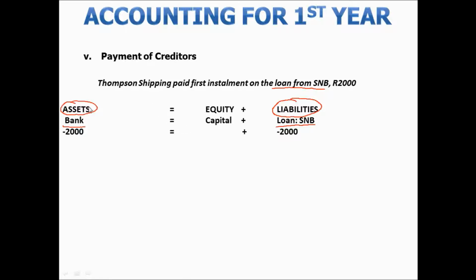In the previous example, we learned that assets decrease on the credit side. And previously we learned that liabilities increase on the credit side, which means that they decrease on the debit side. Then we need to make sure that the amounts correlate. We can see that our assets have decreased by 2,000 Rand, and also that our liabilities have decreased by 2,000 Rand.